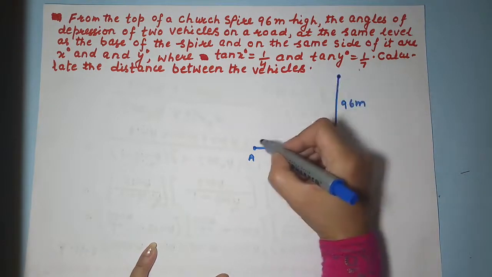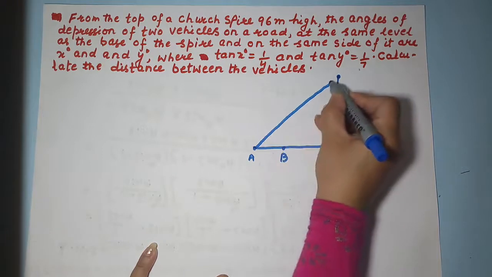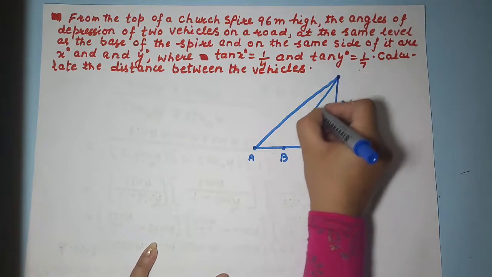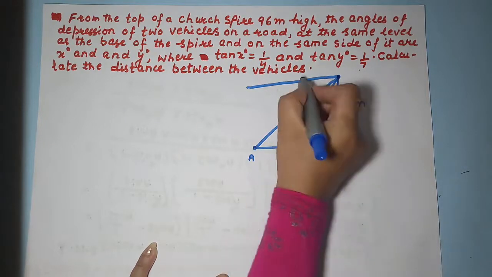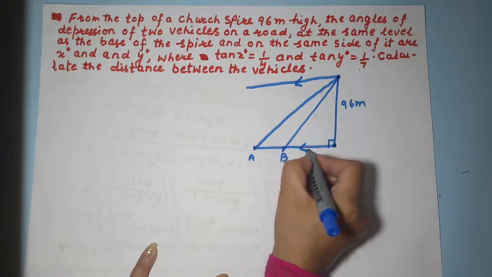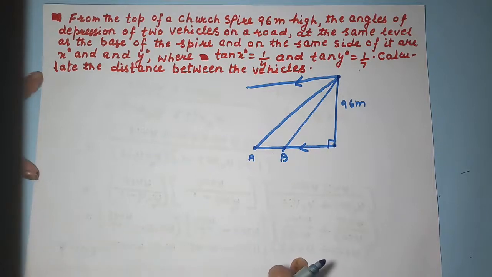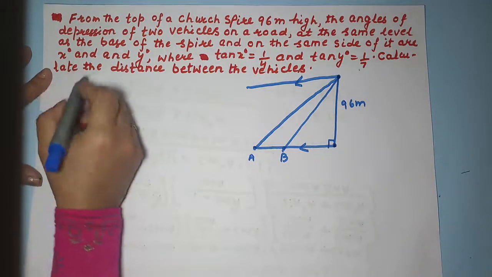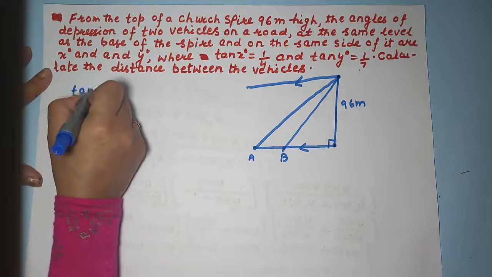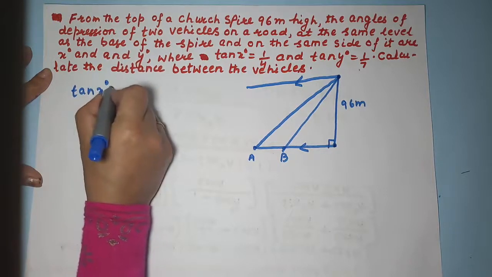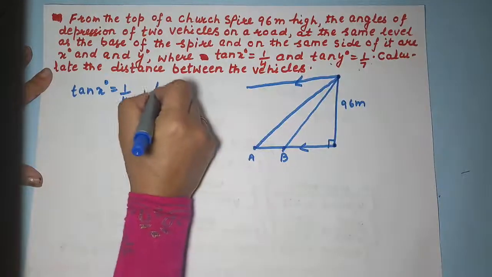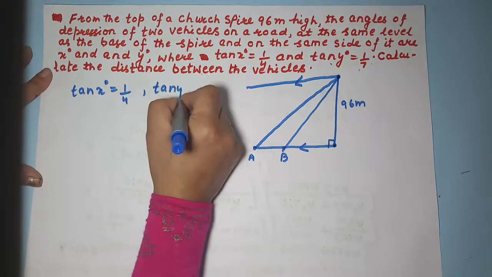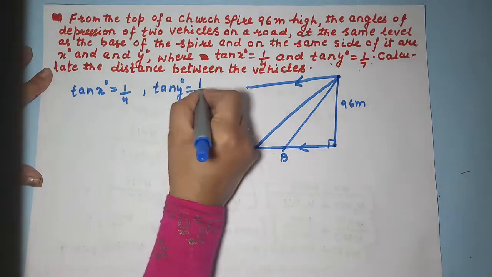Okay, he's saying that the angle of depression, so we need to have a reference line here. Okay, so this is parallel to this, where he has given us the value of tan x degrees is equal to 1 by 4, and he has also given us the value for tan y equal to 1 by 7.